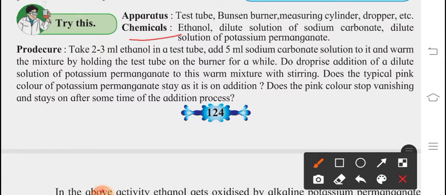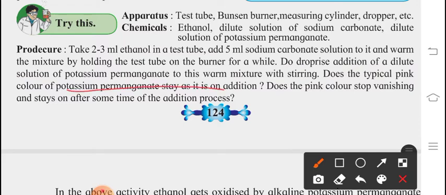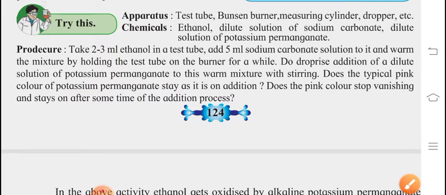The procedure for this experiment is: take 2 to 3 ml ethanol in a test tube, add 5 ml sodium carbonate solution to it, and warm the mixture by holding the test tube on the burner for a while. Add dropwise dilute solution of potassium permanganate to this warm mixture with stirring. Does the typical pink color of potassium permanganate stay as it is on addition? So that we have to see with the video. I'll show you the video part of the experiment.